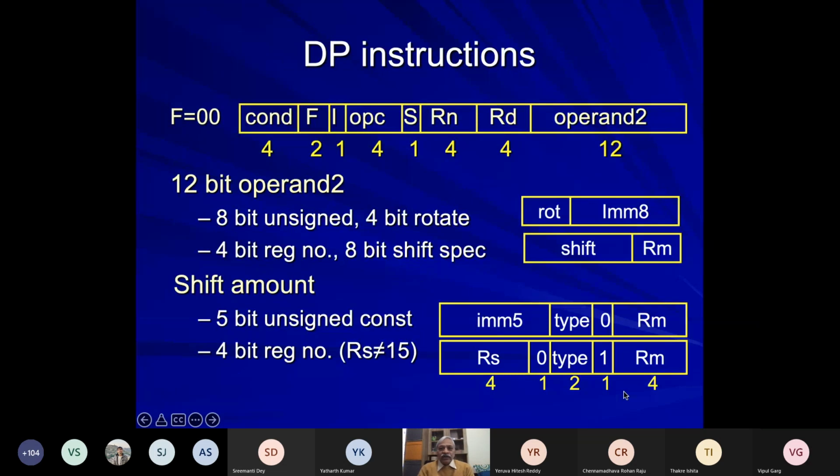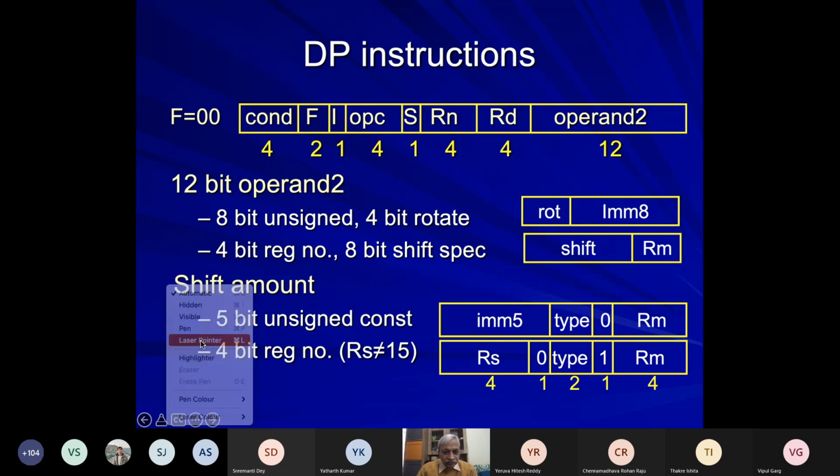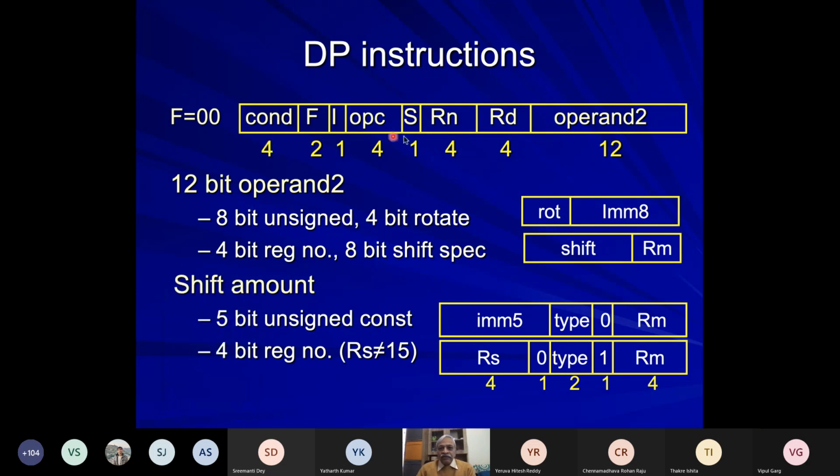So let's recollect the set of DP instructions or data processing instructions like add, subtract, compare, and so on. A 32-bit instruction is divided into various fields represented by the numbers shown here. Let me turn the laser pointer on. These numbers represent width of the field.